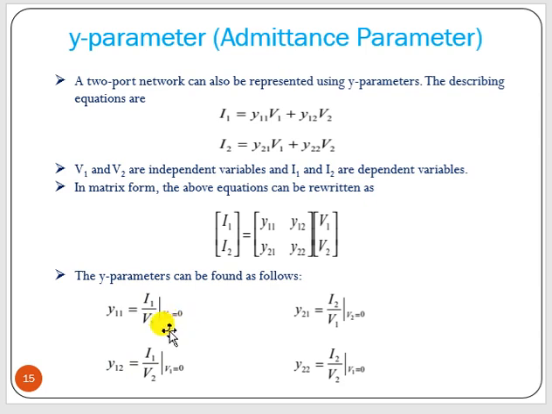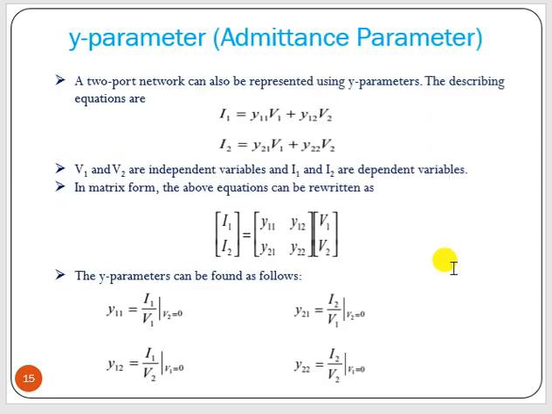And you can see what we are doing here. We are making V1 equal to 0 or V2 equal to 0. That means we are short circuiting the input and output ports. That is why it is also called the short circuit parameter or admittance parameter. And the Z parameter is the open circuit parameter, because there we open circuit the input and output ports. Here we are short circuiting.